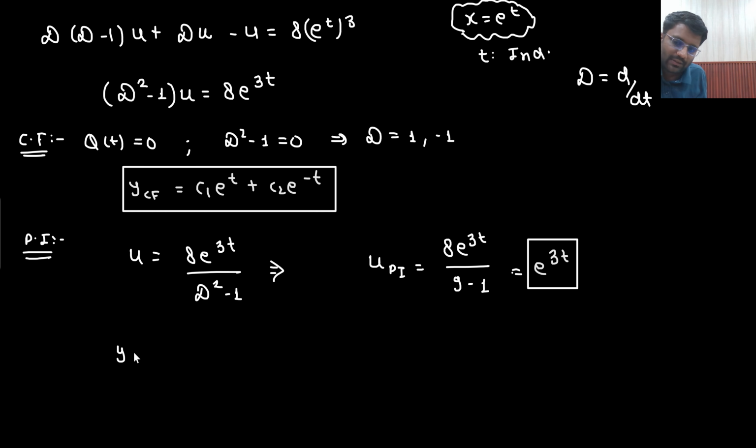So what y are you getting? Sir, the value of y we are getting is c1 e to the power t plus c2 e to the power minus t plus e to the power 3t. This is the y you are getting as a function of t.